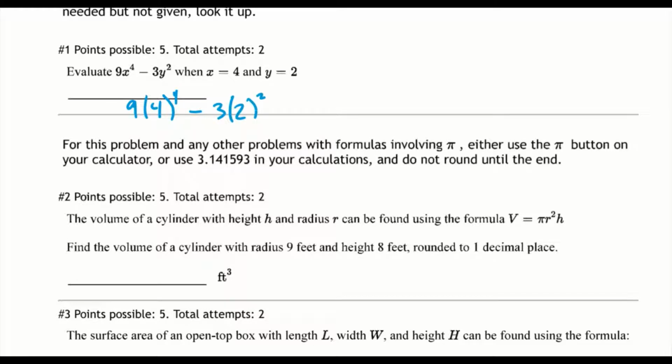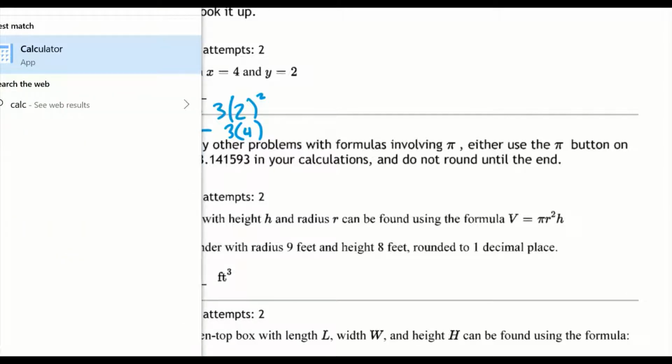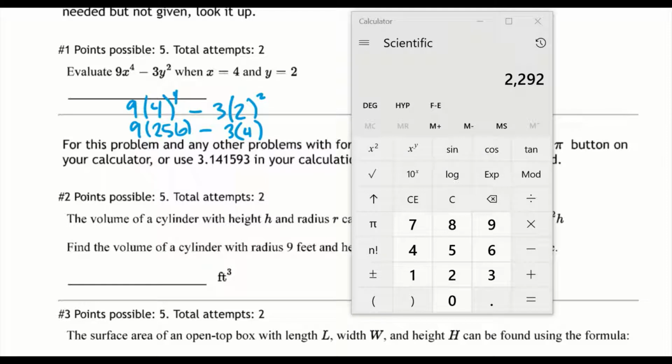So if I have this expression, I want to be able to plug in 4 for x, 2 for y, and then use order of operations to find my final answer. So exponents first, and then multiply them separately. So 9 times 256, 3 times 4, and then subtract those two answers.